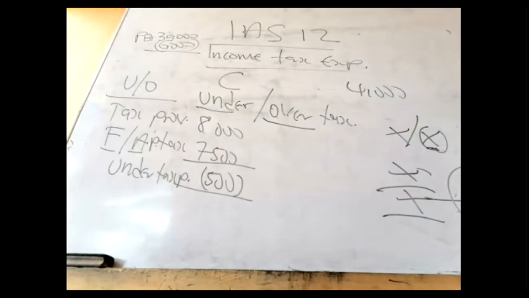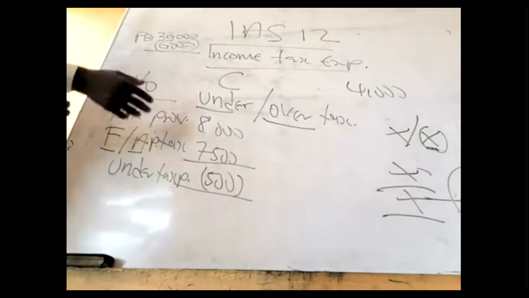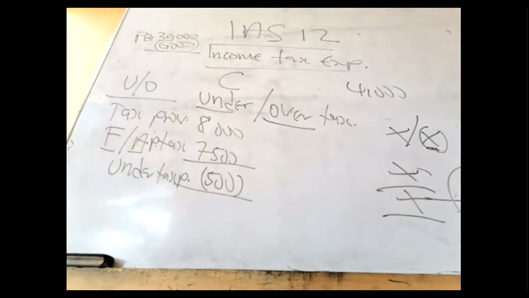Sometimes the examiner might include it in the trial balance for you. If you see current year tax in the trial balance, it represents under or over. How do you get it? Under means it's an expense, so it must have what balance? Debit balance. So if you see current year tax in the trial balance at the debit side, it's under. If it's at the credit side, it will be over, because over means it's a credit to you. It's a gain to you. That is all.